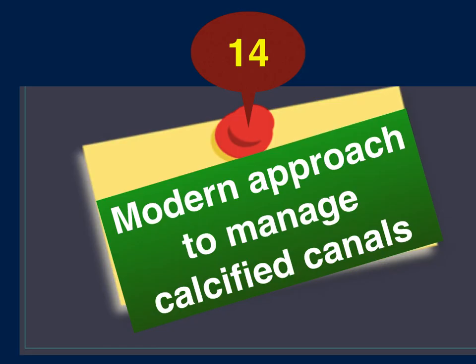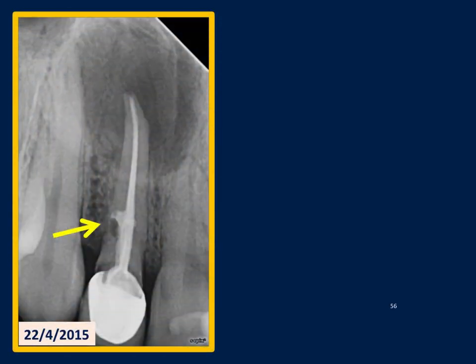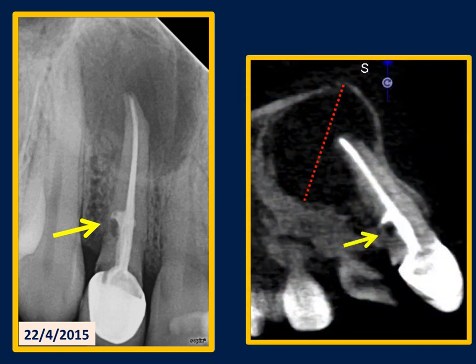Nowadays, we have what we call a modern approach to manage calcified canals. In this modern approach, we are dealing with such a tooth. We have a huge periapical lesion, and we have this perforation inside. So to manage such a case, we need additional information. First, we need to know the size of the periapical lesion and the site of the perforation.